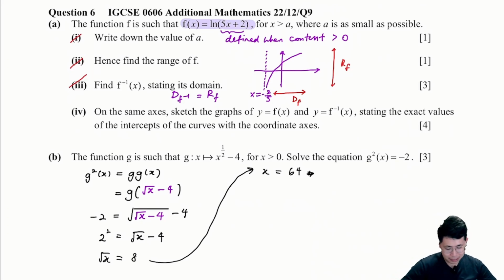Okay, there's no plus minus 64. This one is something for you to figure out. So there's no plus minus, it's just simply 64. Okay, so this is how we will do question 6, part B.